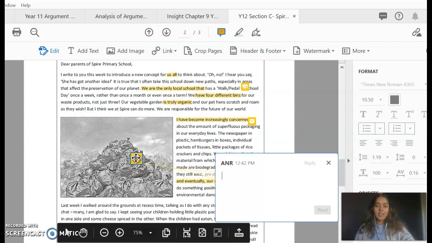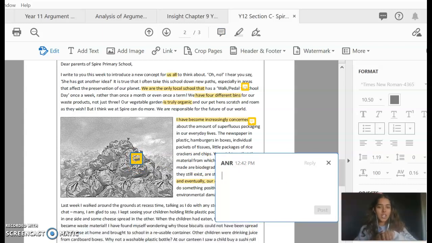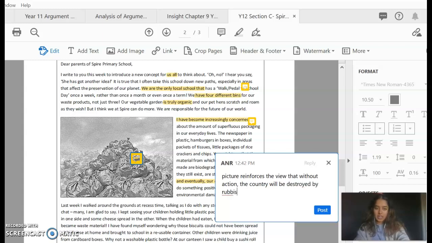Okay, and then this photo backs up that view that if we don't do anything, look at the mounds and mounds of rubbish that is built up, and that'll be our country and it'll affect the environment. So the picture reinforces the view that without action, the country will be destroyed by rubbish and overwhelm us all.